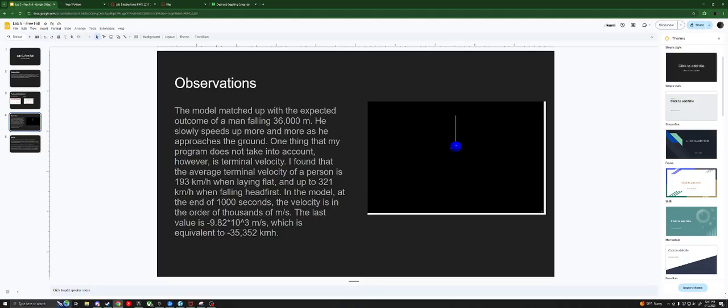In the model, at the end of 1,000 seconds, the velocity is in the magnitude of thousands of meters per second, which would be about negative 35,352 kilometers per hour, which is way above the speed of sound. The speed of sound is about 1.2 kilometers per hour. So, as you can see, my model extends further and doesn't take into account terminal velocity.